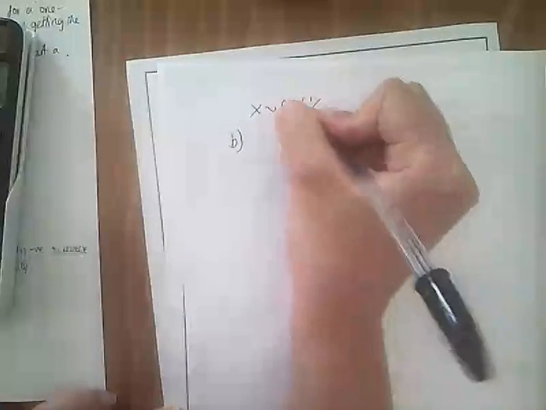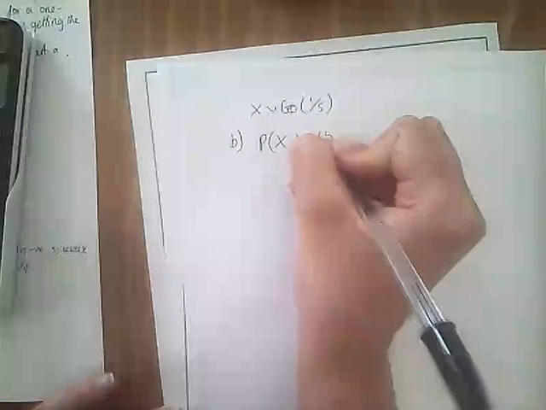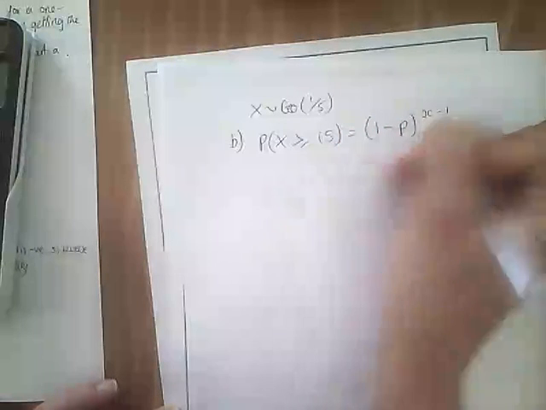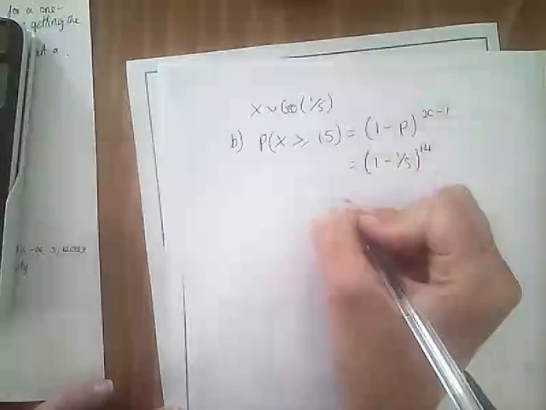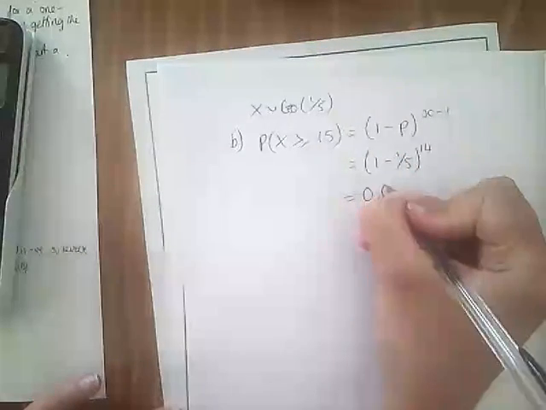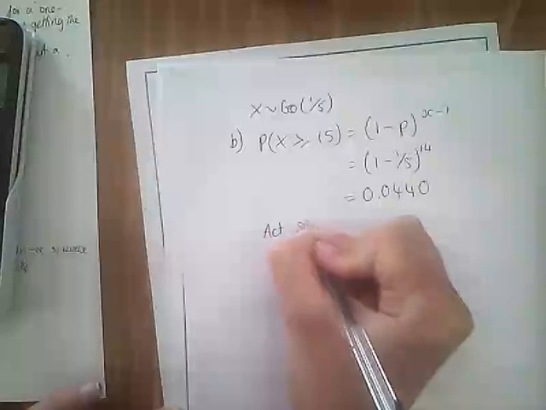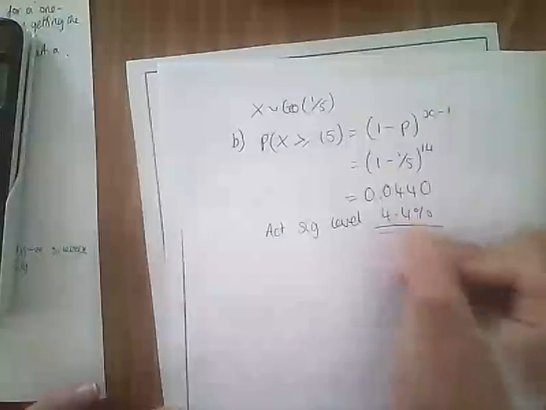So for the actual significance level, we are just going to work out the probability of that happening. So we've still got our geometric distribution of a fifth, and we want to know the probability that x is greater than or equal to 15. So we're going to do 1 minus p to the power of x minus 1. So 1 minus a fifth to the power of 14. And when you do that, you should get 0.0440. So our actual significance level is 4.4%.